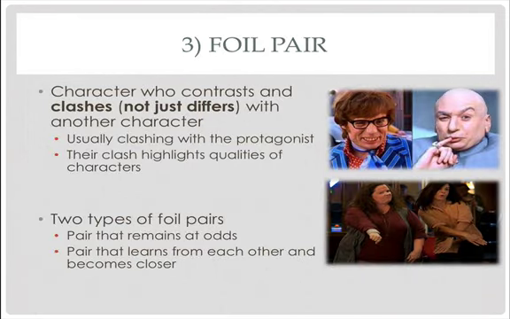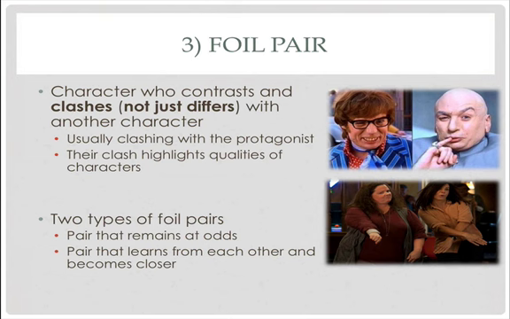So the third type of character we'd want to look at is the idea of a foil pair. And so by definition, a foil pair is a character who contrasts and clashes with another character. And so that makes the pair. And the point we want to make is that these characters need to fundamentally clash with each other.